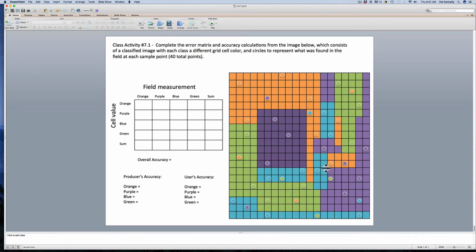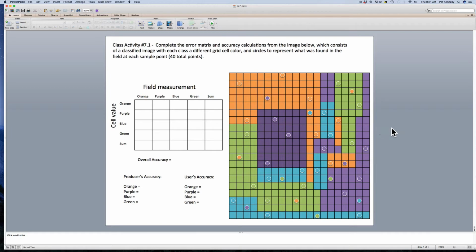This is our map here, and this shows a classified image that has 4 different classes: orange, green, purple, and blue. And then each of the circles here represents a point where a field measurement was taken. In this case, it was believed from the image interpretation that this was an area of purple, and then when someone went out and looked at the field, it was indeed purple, so they put a purple circle there. A lot of these are right, some are wrong, like this purple circle, which is in an area that the image interpretation said should be orange.